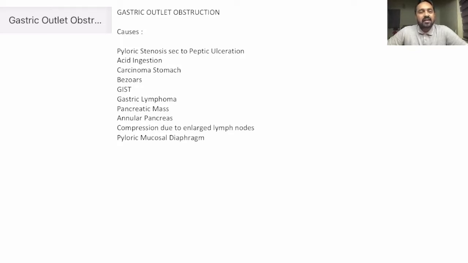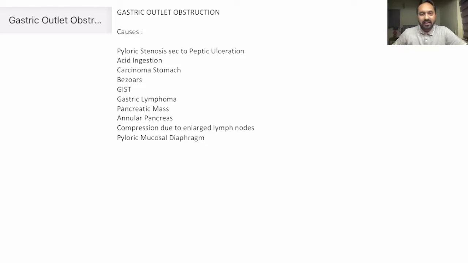The causes of gastric outlet obstruction could be pyloric stenosis secondary to peptic ulceration, acid ingestion, carcinoma stomach, bezoars, gastrointestinal stromal tumor, gastric lymphoma, pancreatic mass, annular pancreas, compression due to enlarged lymph nodes, and pyloric mucosal diaphragm.